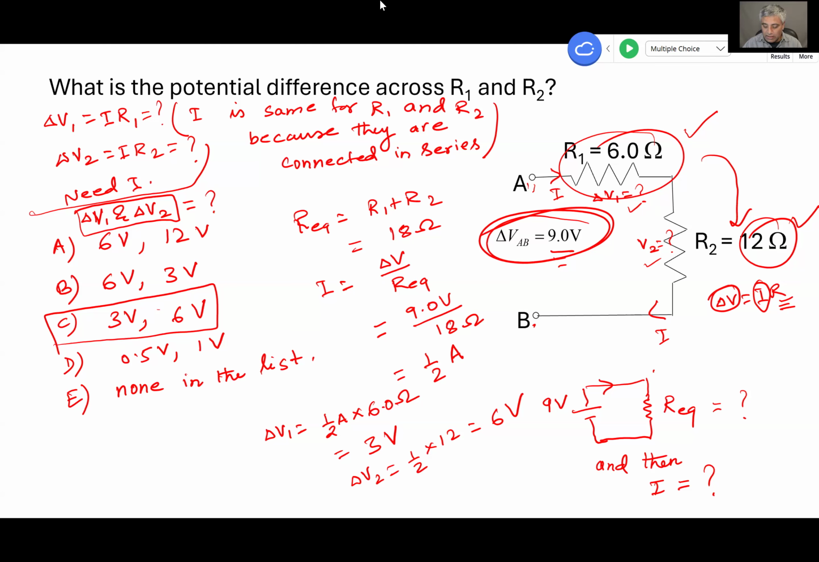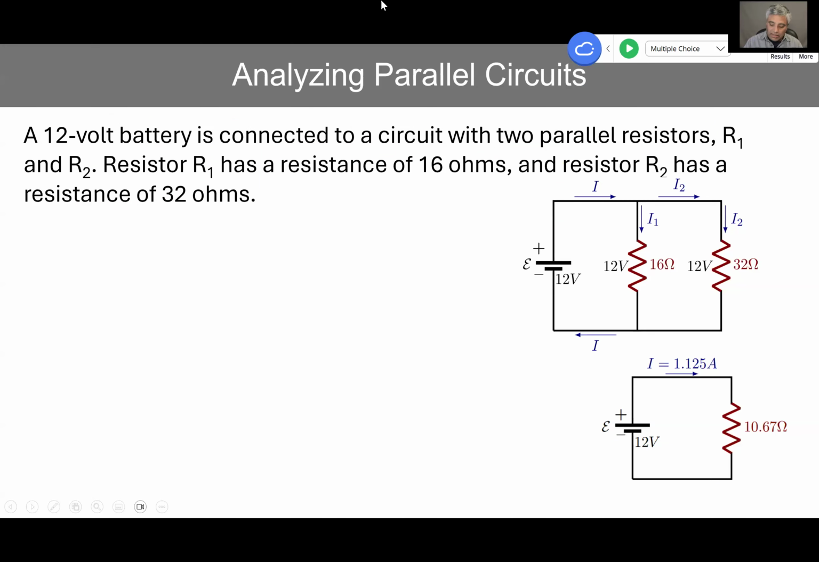Now let's look at a similar example when they are in parallel. Okay. So same 12 volt battery. Now these are connected to parallel resistors R1 and R2. Okay. So resistor R1 has a resistance of 16 ohm, not 6. R1 is 16 ohm. R2 is 32 ohm.